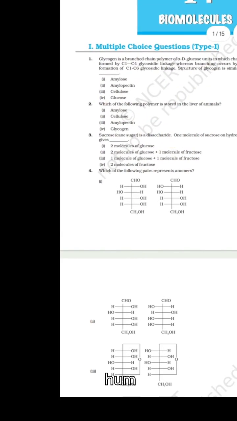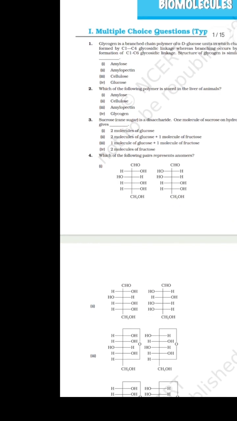So the similar structure is present in the four options. We have to identify that one. Here the first one is amylose. Amylose means starch. Actually, starch is also a polymer, and it is made up of glucose monomers. Starch is also called as amylose.